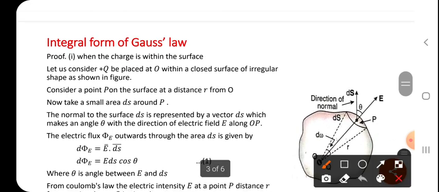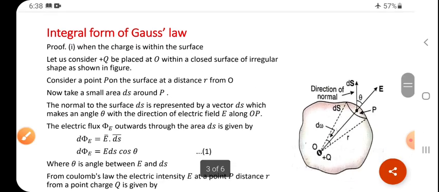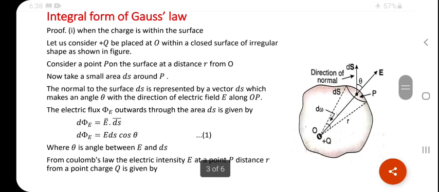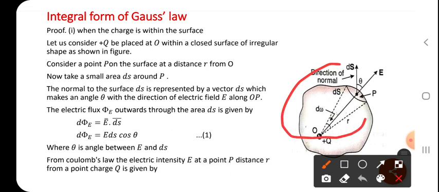Next, the Gauss law can be available in two forms. One of them is the integral form of Gauss law. So how can we calculate the integral form of Gauss law? There is a proof for this. Gauss law can be proved when the charge is present within the surface. See, it is a surface. When the charge is present inside this surface, that means at what point? At this point, right?